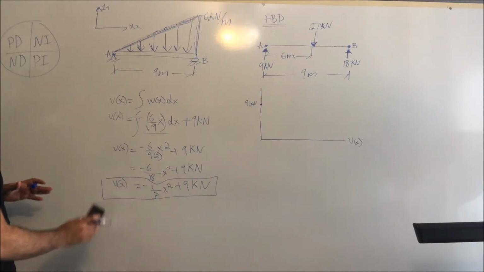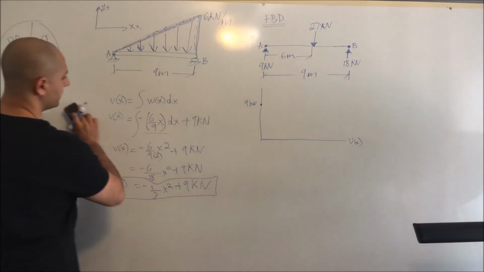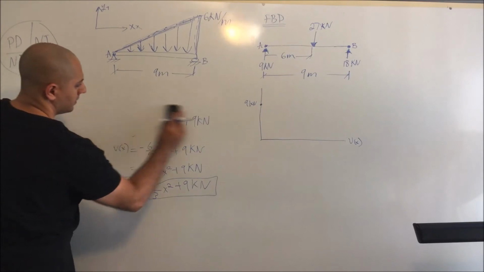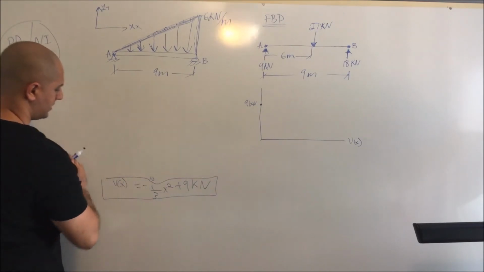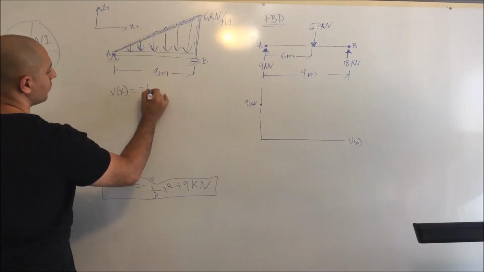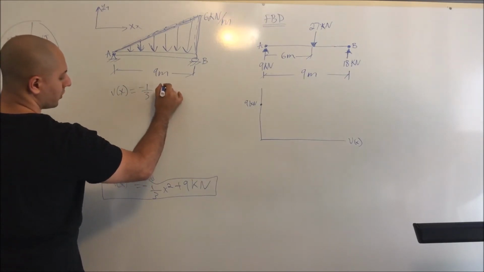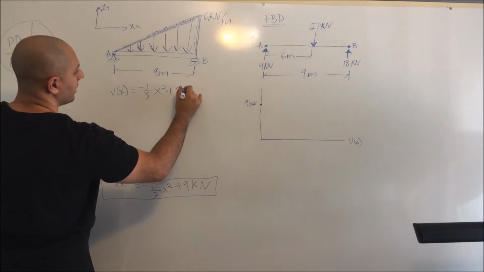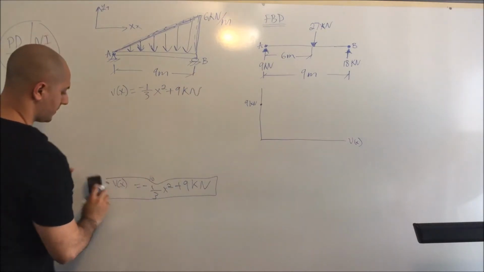Since I'm running out of room, I have to actually get rid of it. So what I'll have to do is just put it all the way to the top. So now I have V of x equals negative 1/3 x squared plus 9 kilonewtons. Okay?